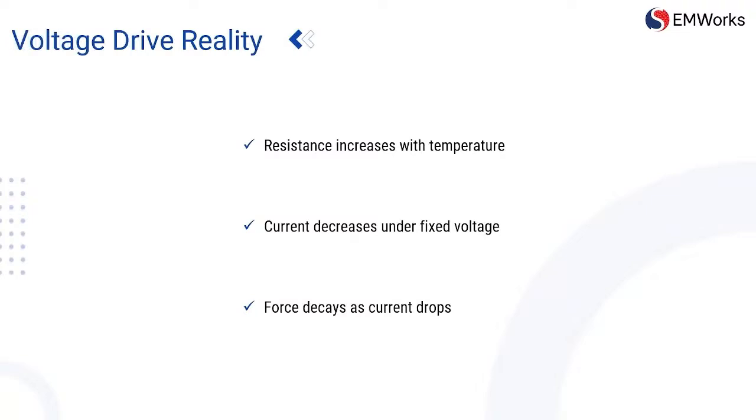Under voltage drive, resistance becomes a controlling factor. As temperature rises, copper resistance increases. Because current is equal to voltage divided by resistance, any resistance increase directly reduces current. Since force depends on current, force inevitably decays as temperature rises. This behavior is not an edge case, it represents normal operation for voltage-driven DC solenoids.